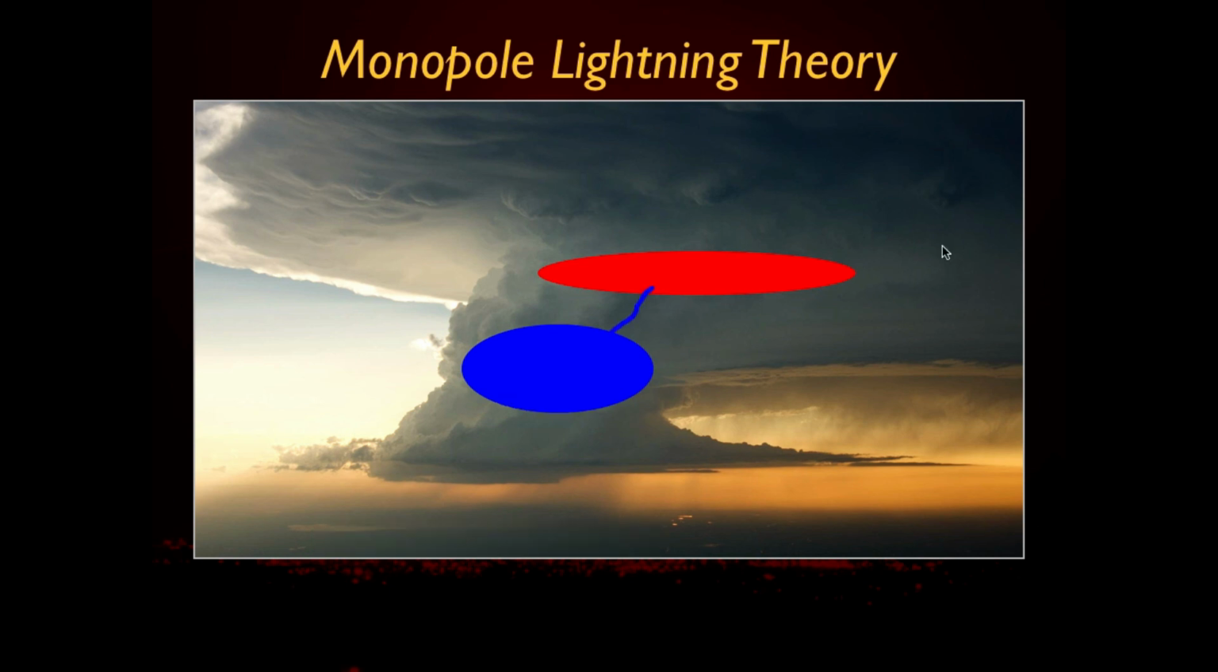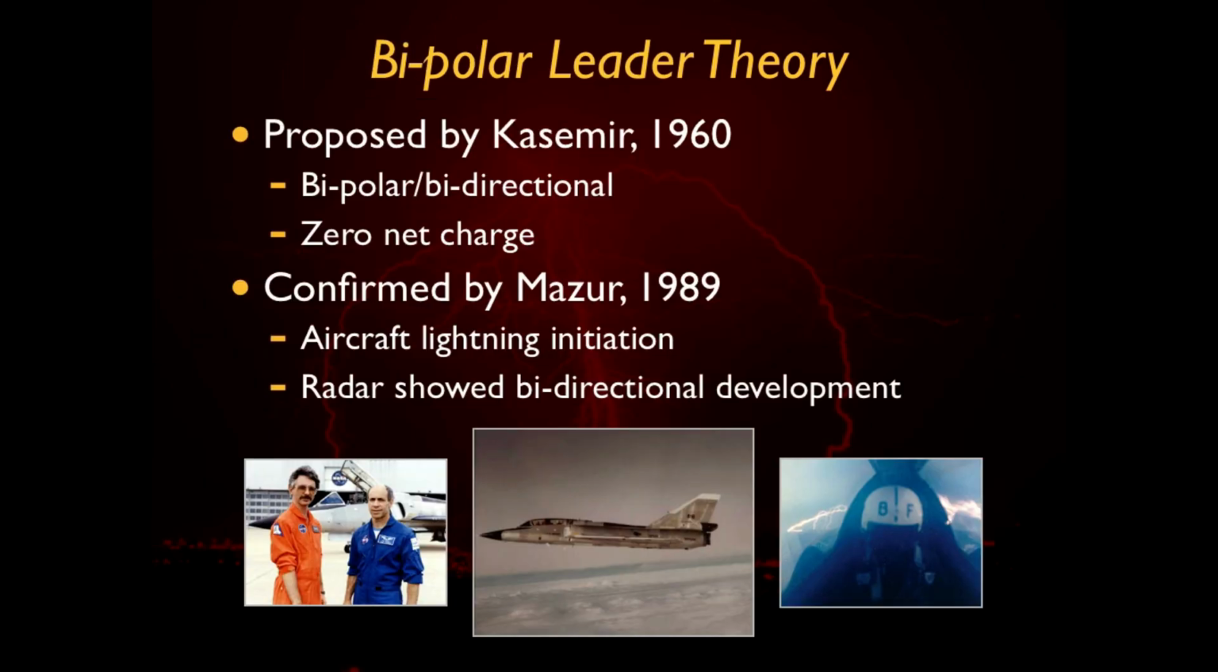Now, with the same idea, it was thought that a monopole leader would be launched from a charge region and propagate towards another charge region of opposite polarity, and upon reaching that charge region would cause a discharge, kind of like touching your finger to a doorknob. And again, this would cause a discharge that would neutralize the charge buildup in the two regions of opposite polarity, and you're left with less charge overall after the flash. And this was thought to be the case for many years.